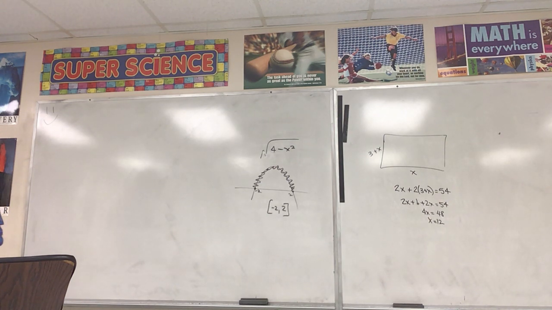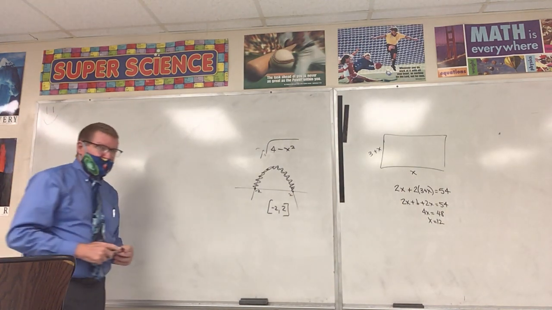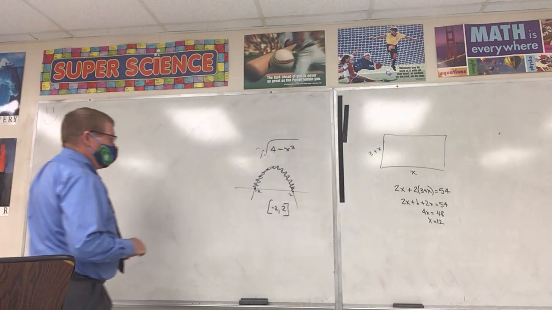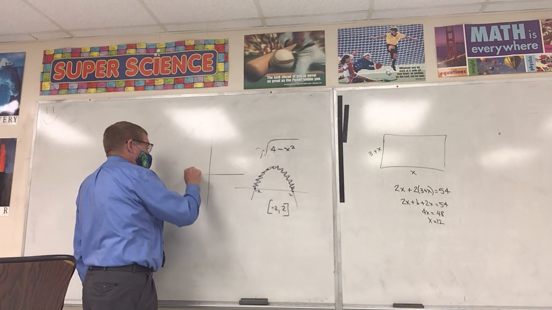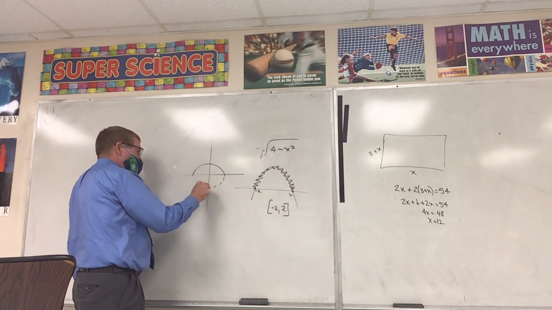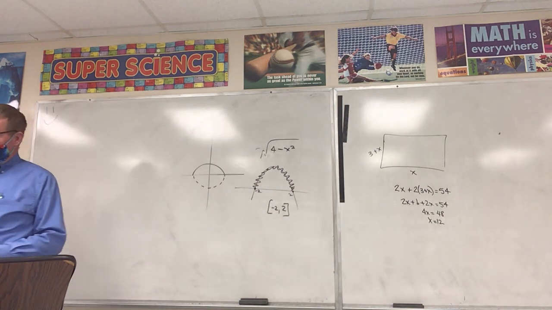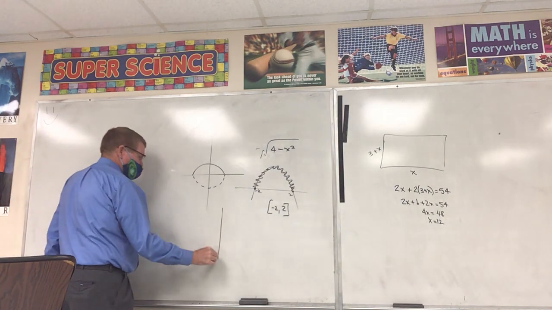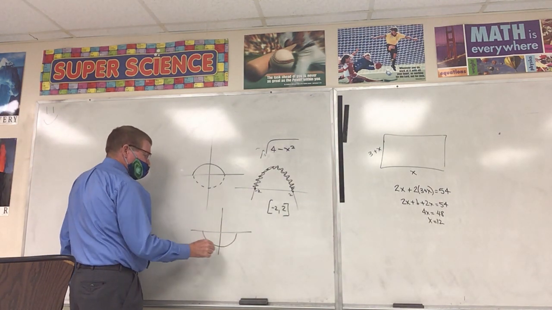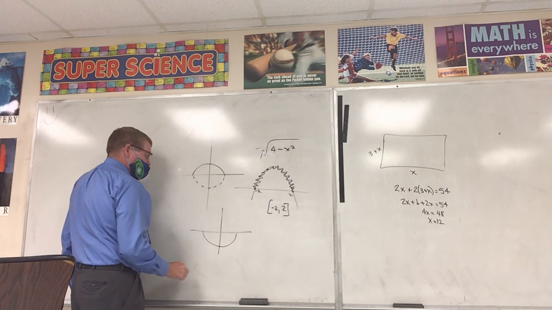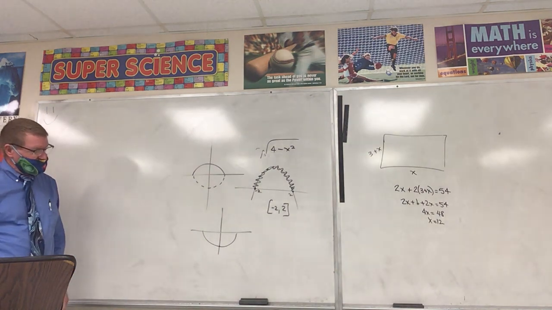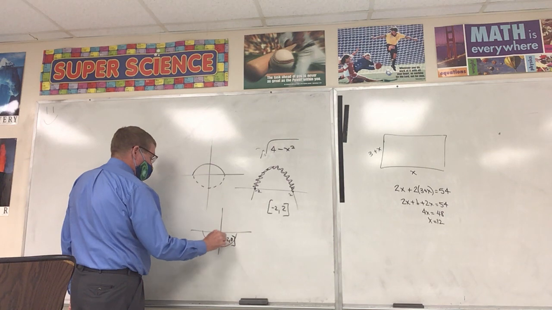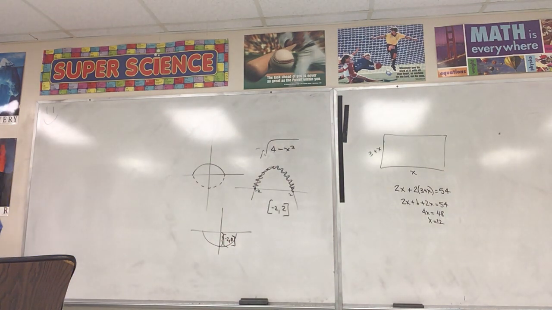Because this is negative, what happened to this square root function? It's flipped. Basically what my graph looks like is this, but when I flip it, it looks like this. So what is my range? Negative 2 to infinity? Not quite. Negative 2 to 0. Negative 2 to 0 is my range.